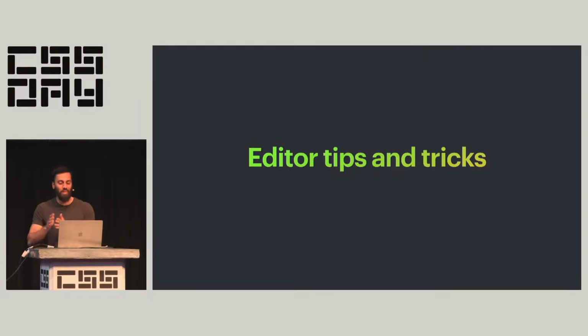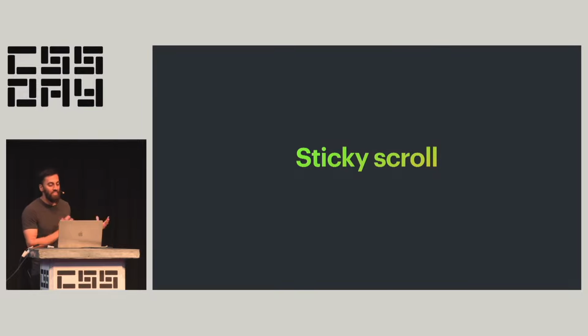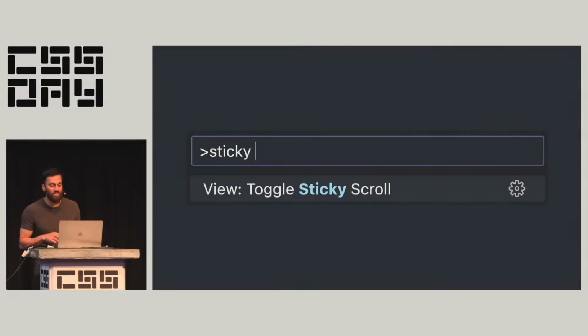So moving on from AI, now talking about editors. Again, I'm showing VS Code because I believe it to be the most popular out there, but just search your editor of choice. Almost all of these features are available. This is sticky scroll. It's not groundbreaking by any means, but it makes a little difference. Command-Shift-P, toggle sticky scroll in VS Code.